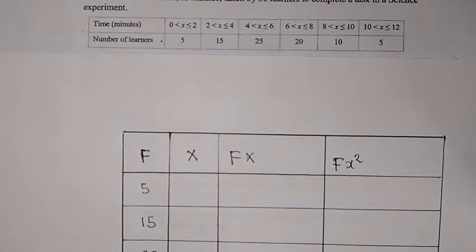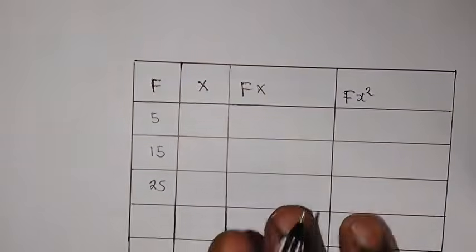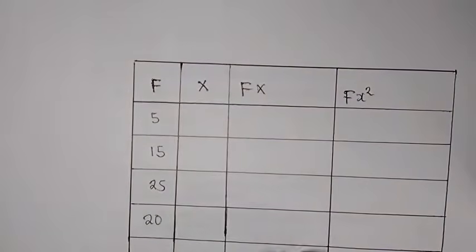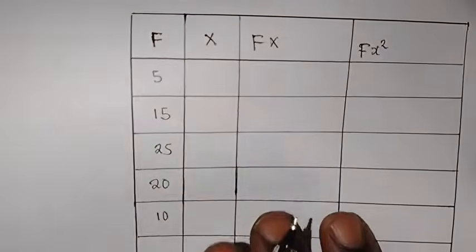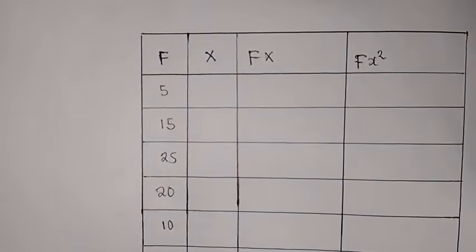We're also going to write 25. Then we're also going to write a 20. Then we're also going to write 10. Then we're also going to write a 5. So this is what you are going to put right here. Now here I've put summation. This summation means we will be finding the total.